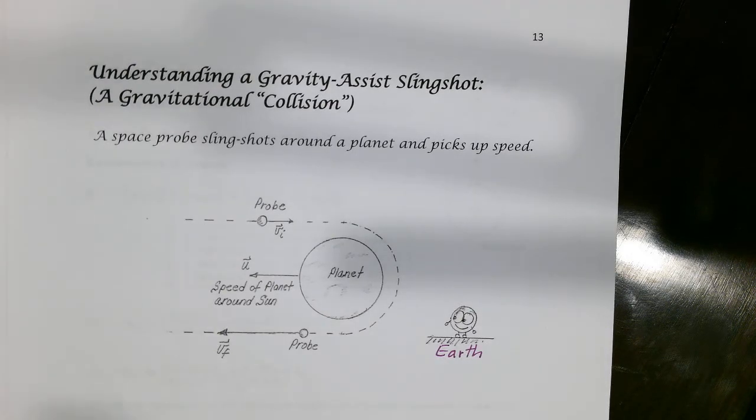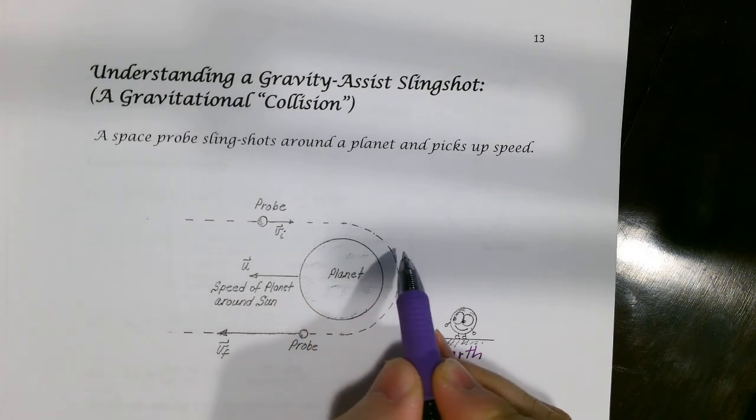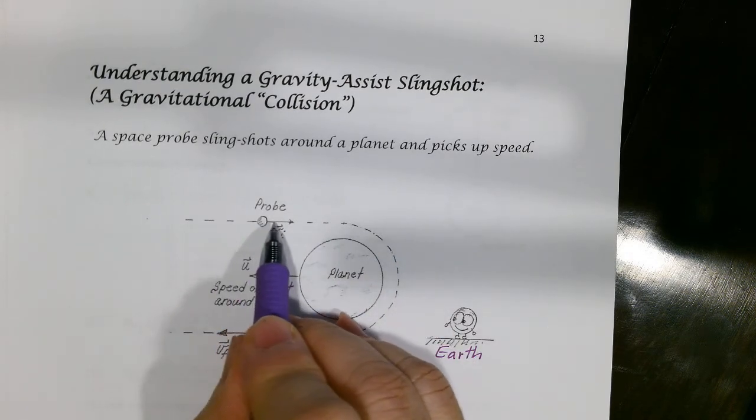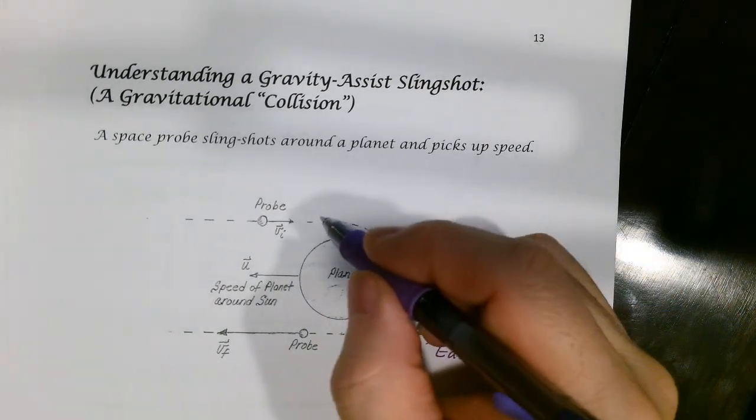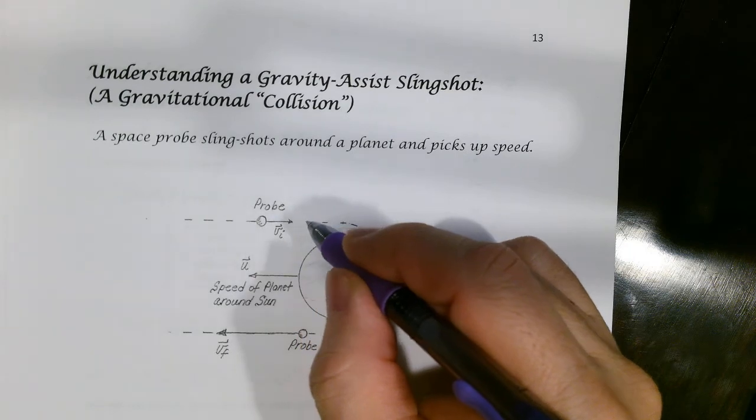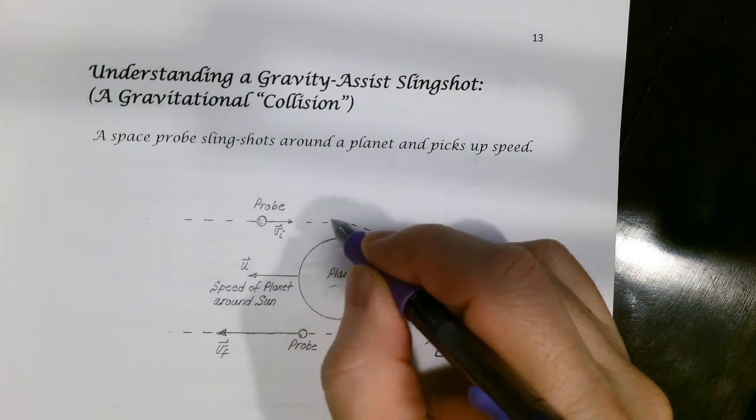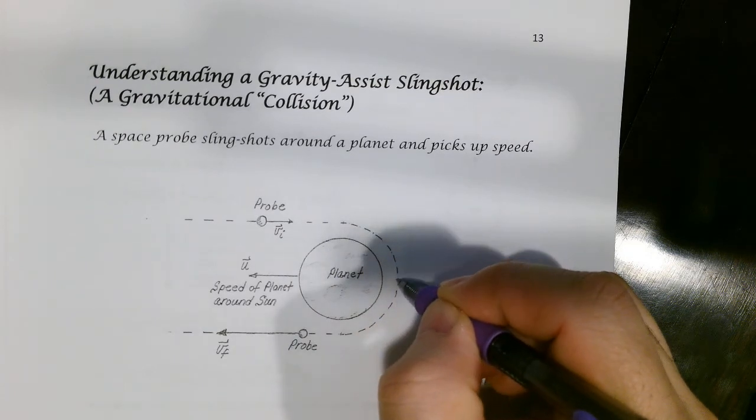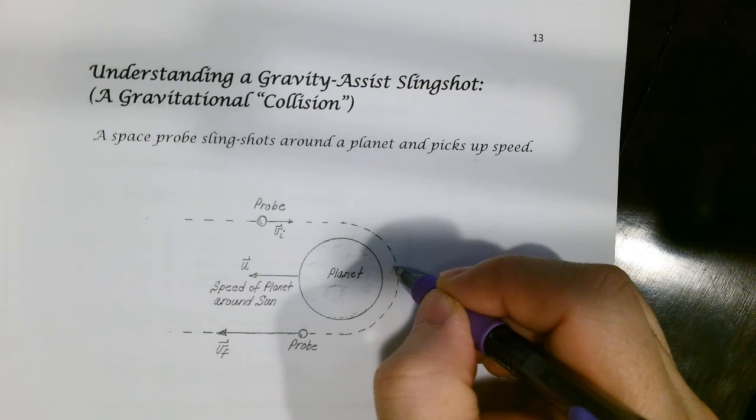Okay, so let's say the probe is coming in towards the planet. As the probe is coming in, there's basically a gravitational collision happening. It gets captured by the planet's gravitation, and it falls into the planet's gravitational orbit.